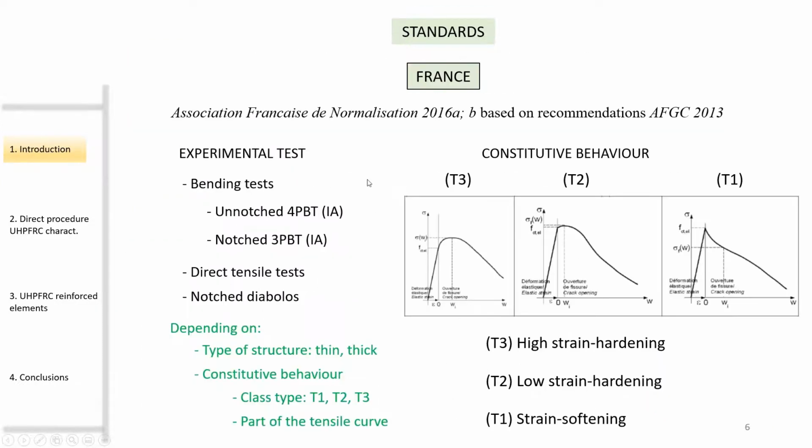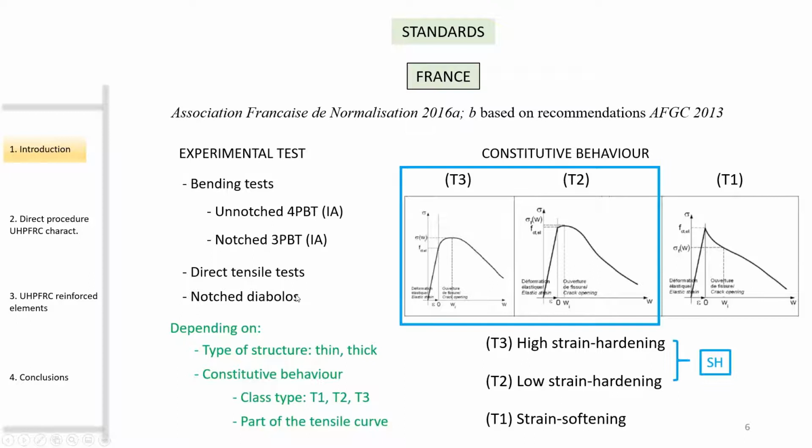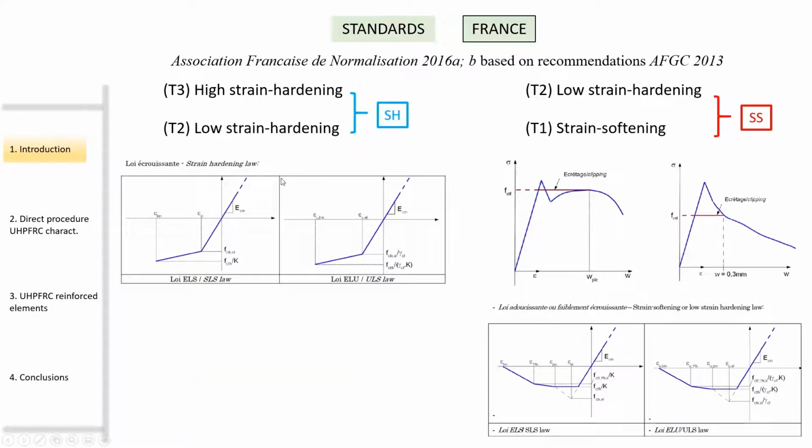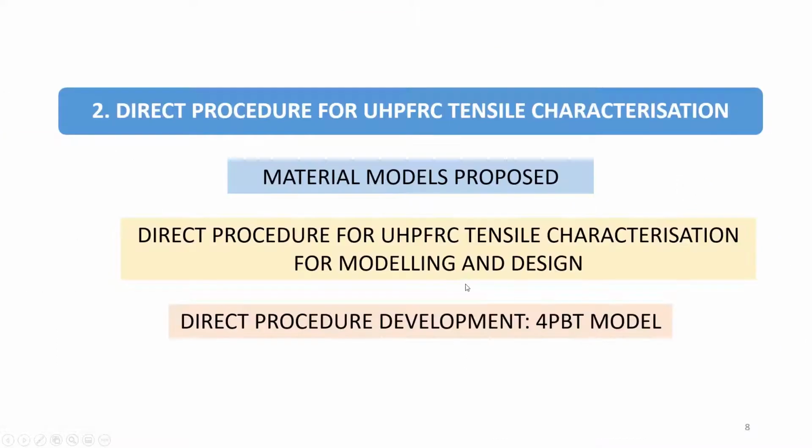If we see, for example, the French standard, they propose as experimental test the bending test, direct tensile test, or not diabolos, depending on the type of structure and the constitutive behavior. And they consider as constitutive behavior strain hardening or strain softening. And they propose a simplification for design, for example, for the case of strain hardening by means of a stress-strain relationship with strain hardening, and for the case of strain softening, for both mechanical possibilities, they propose a simplification for design by means of a stress-strain relationship with strain softening.